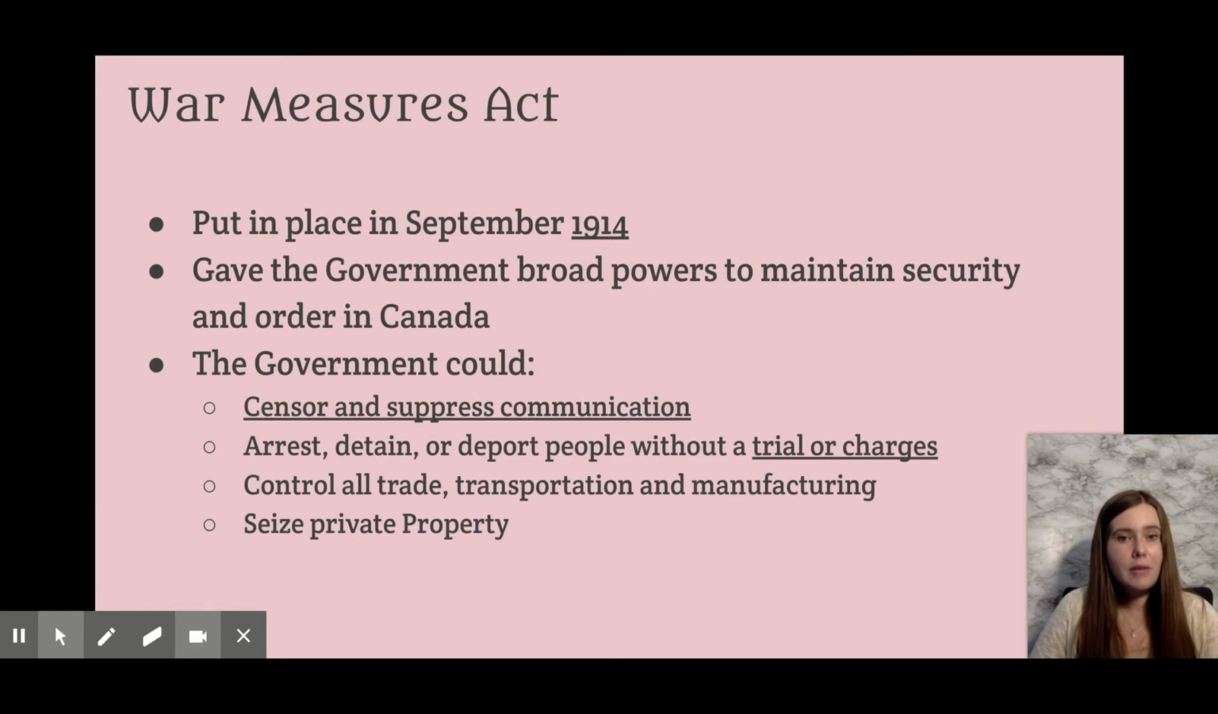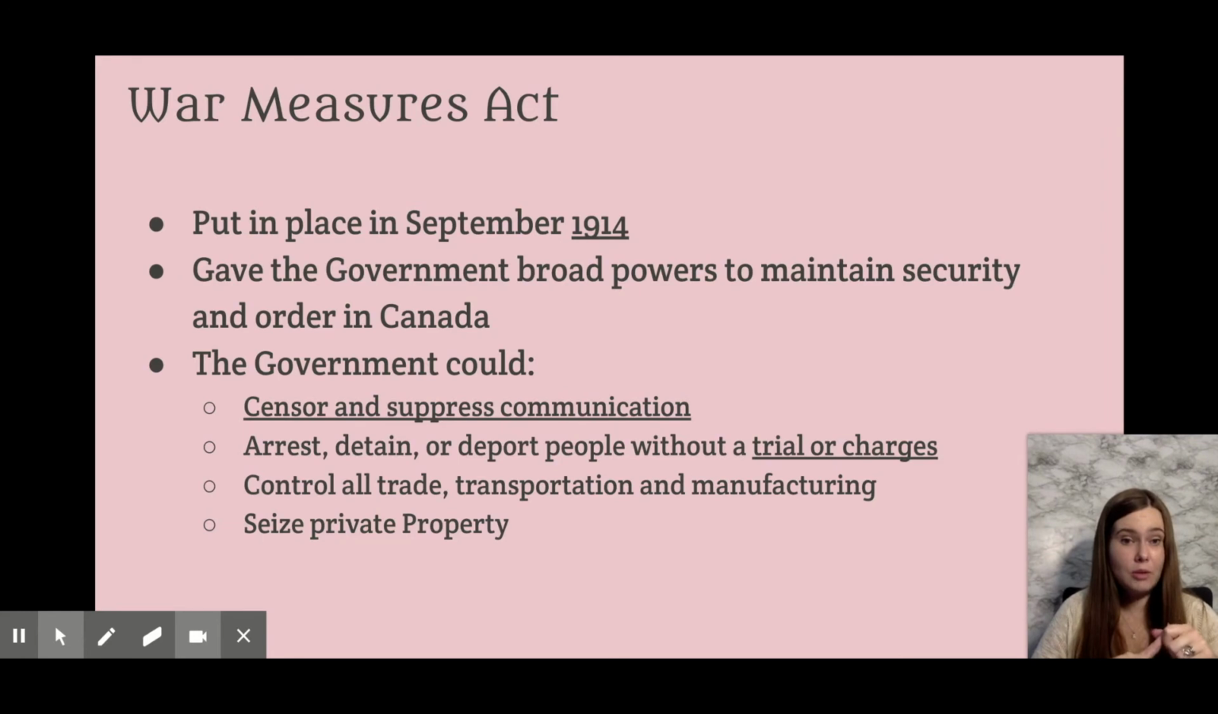Now this gave the government broad powers to maintain security and order in Canada. So essentially this gives them a lot of power over society in Canada at the time. The government could censor and suppress communication, arrest, detain, or deport people without trial or charges, control all trade and transportation and manufacturing, and seize private property. That is a lot of control.